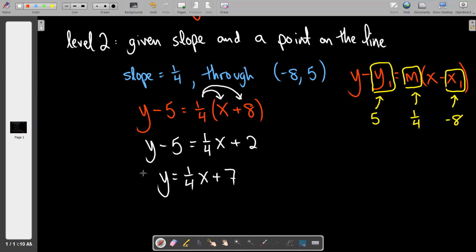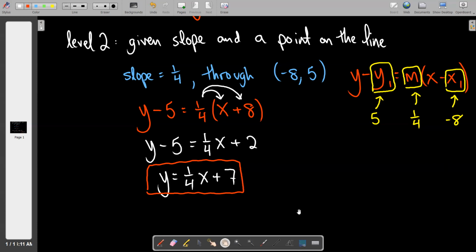Nice job. I want to try to make myself clear that this is what your answers, I know I said it earlier and I'll say it again, that's what your answers need to look like. Again, barring a vertical line, you can always write a line as y equals. And that's what we're going for there today. Good.